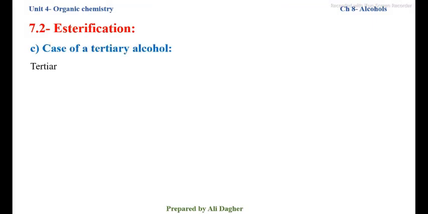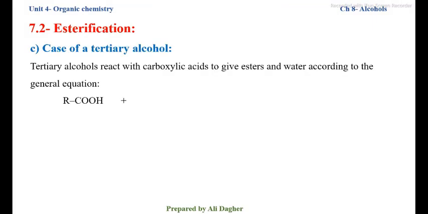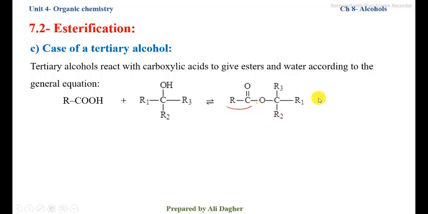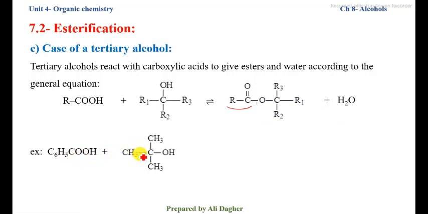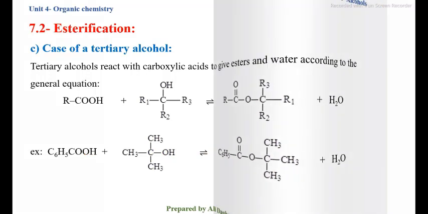Case of tertiary alcohol. Also, tertiary alcohol reacts with carboxylic acid to give ester plus water according to the general equation. RCOOH plus R1R2R3COH give the ester RC double bond O from acid, OC R1R2R3 from the alcohol plus H2O. Example: C6H5COOH plus CH3 CH3 COH CH3. We eliminate OH, remains C6H5C double bond O from acid, from alcohol O, C, CH3, CH3, CH3 plus H2O.